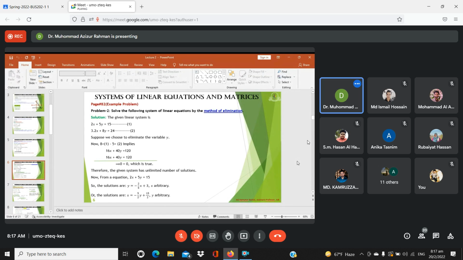You can see the first equation is 2x plus 5y equals 15. The second equation is 3.2x plus 8y equals 24. So these two equations we need to solve using the method of elimination. Method of elimination means we need to eliminate one variable, then we can find the value of the other variable. So this is called the method of elimination.